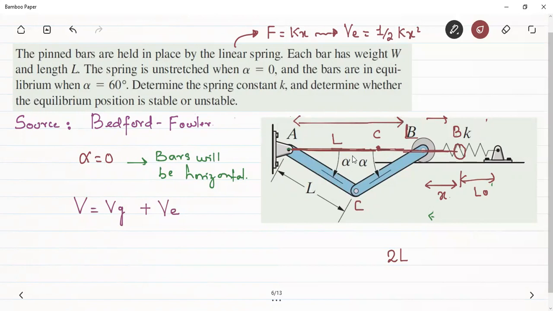And one can clearly see if we draw this, this length from here to here will be equal to L cos alpha. And the distance from this point to the point B will also be equal to L cos alpha. Therefore, the total distance from A to B will be equal to 2L cos alpha. And the extension will be given by the subtraction of this 2L cos alpha from 2L. So this is how we can find the extension in the spring, because their subtraction will give us this distance, which is the extension in the spring. Okay.